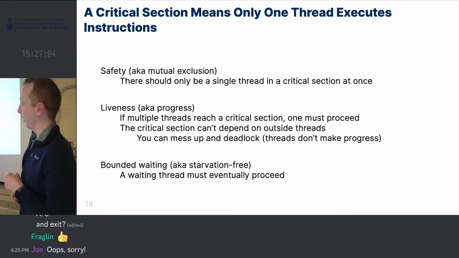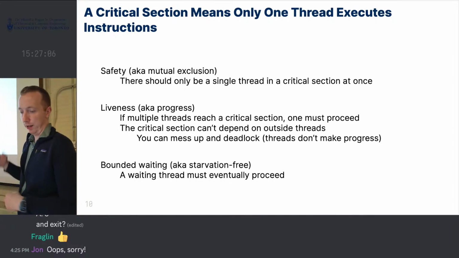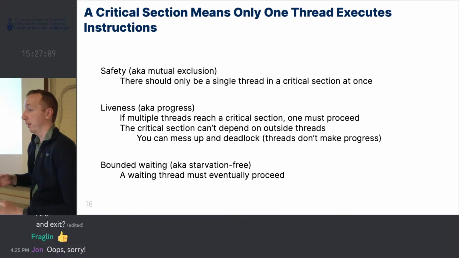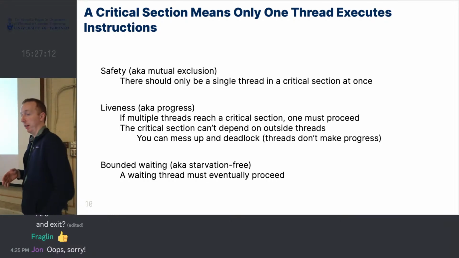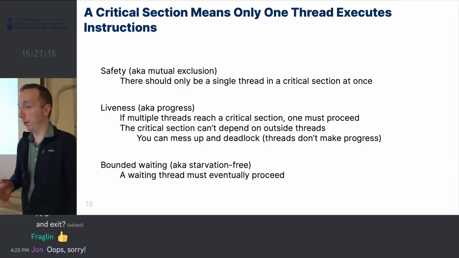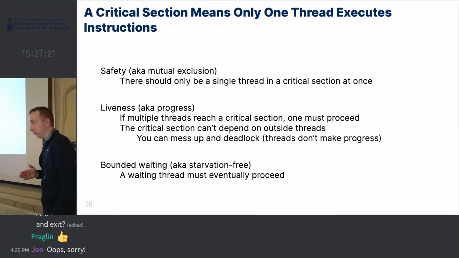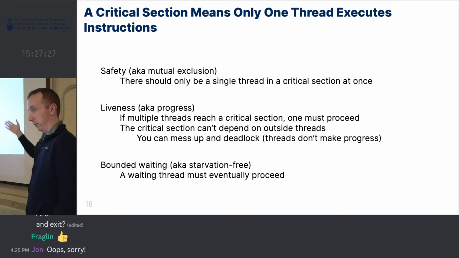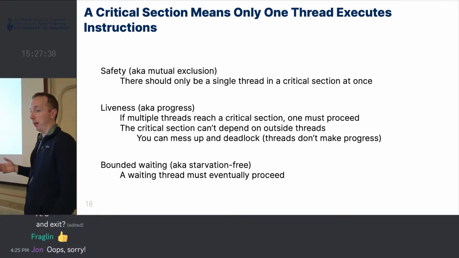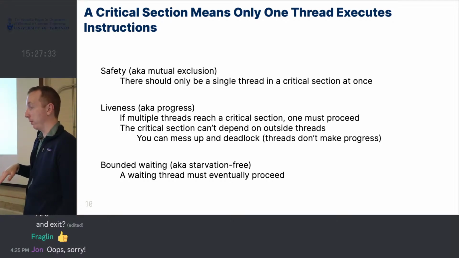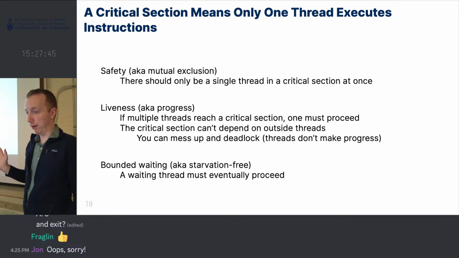No, okay. So that code between the lock and the unlock is called a critical section, which again just means that only one thread is executing it at any given time, and it should have a few properties. The first should be safety, aka it's really mutually exclusive, which means, again, only one thread is executing that critical section at once. There should be other properties like you noted. So we should have liveness, aka progress. If multiple threads reach that critical section, one and only one should proceed. They shouldn't just all sit there and go, I don't know what to do. And that critical section shouldn't depend on any outside threads at all. You can mess it up.